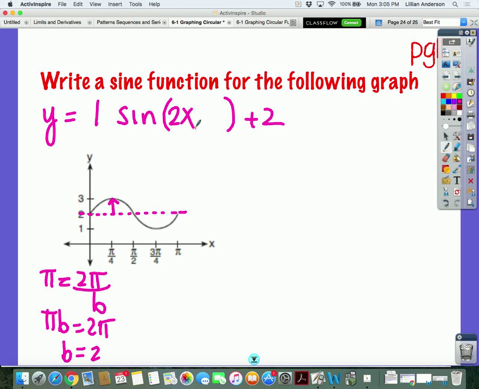Now for sine, your phase shift, it's different from cosine, okay? Normal sine crosses the y-axis where?